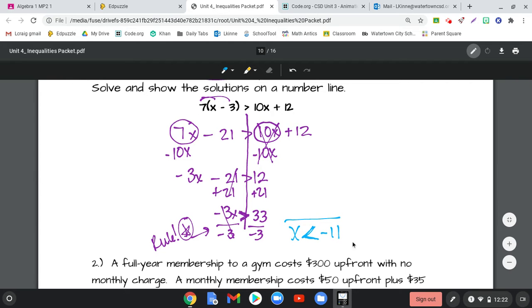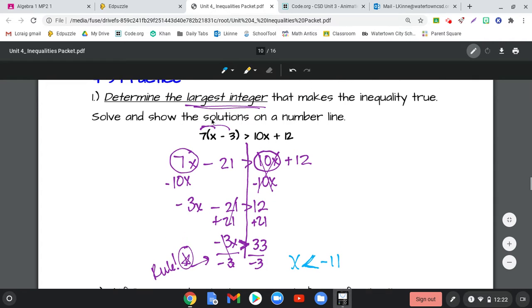I was about to circle that, but I'm not going to, because now we have to think about the answer to this question. What's the largest integer that makes that true? A lot of times if this is multiple choice, negative 11 is an answer, but think about this for a second. Could negative 11 be less than itself? No. So let's take a look at it on a graph.